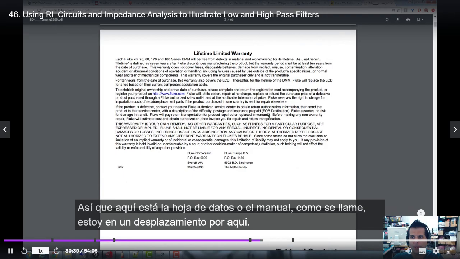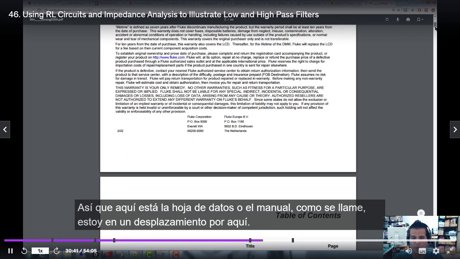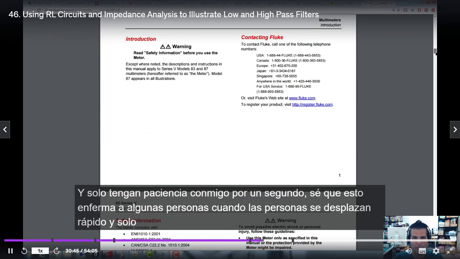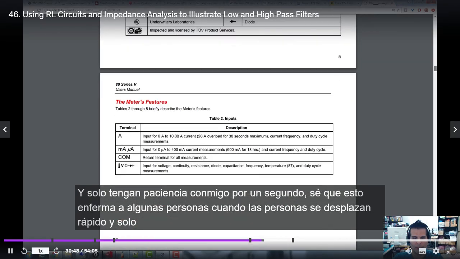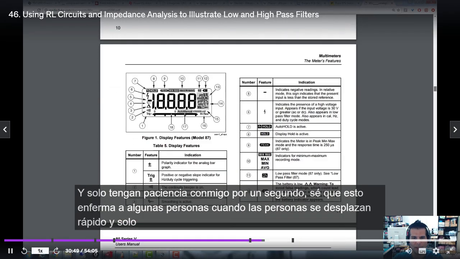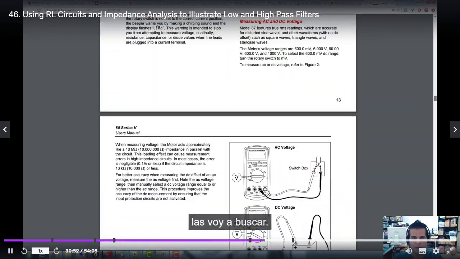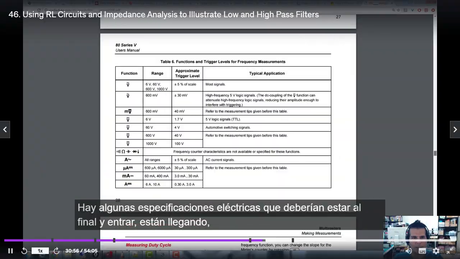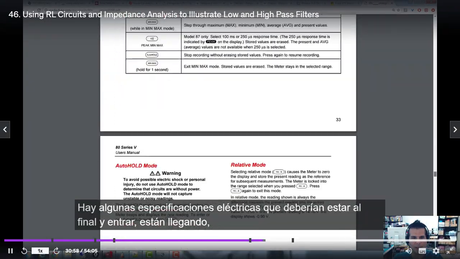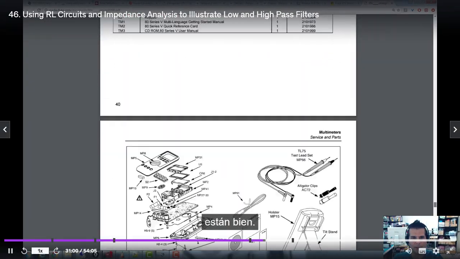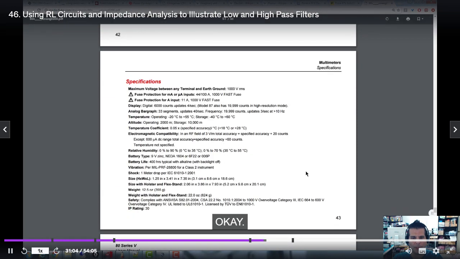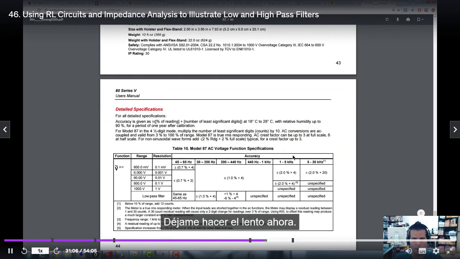So here's the data sheet or manual, whatever it's called. I'm going to scroll through here and just bear with me for a second. I know this makes some people sick when people scroll fast. And I'm just going to look for some electrical specifications. It should be at the end. And come in there, okay. And yeah, I think this is what I want right here. Okay, so let me do this slow now.